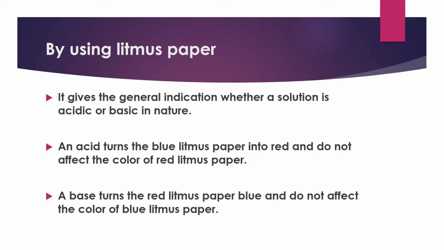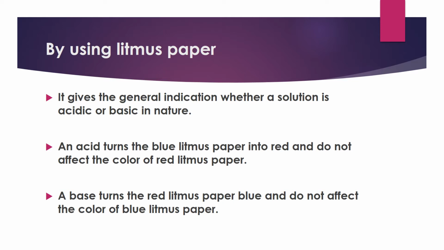The second method is by using litmus paper. Use of litmus paper gives us a general indication whether a solution is basic, acidic, or neutral. You have learned that there are two types of litmus paper, red litmus paper and blue litmus paper. Acid turns blue litmus paper red. It means when you dip the blue litmus paper in an acidic solution, it will turn red. This indicates that the solution is acidic in nature. But an acidic solution does not have any effect on red litmus paper.